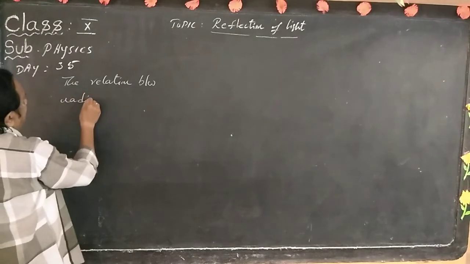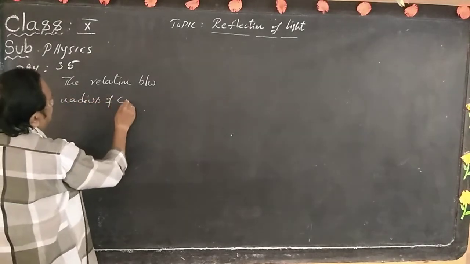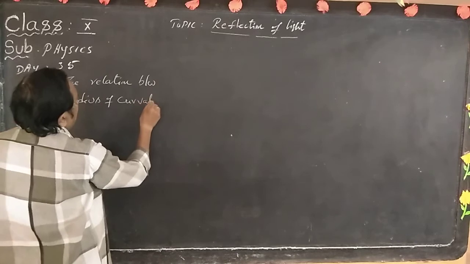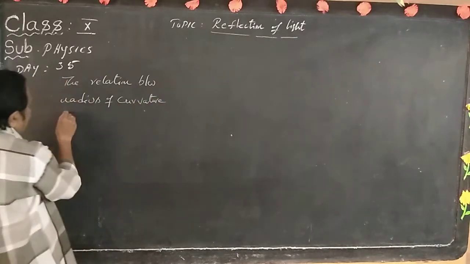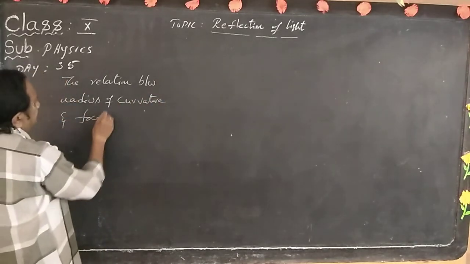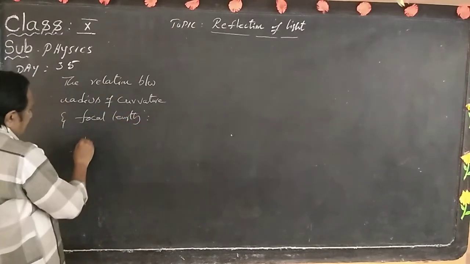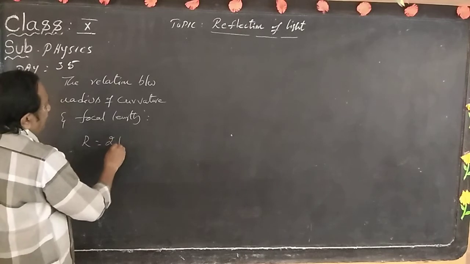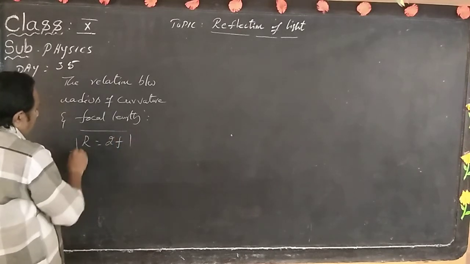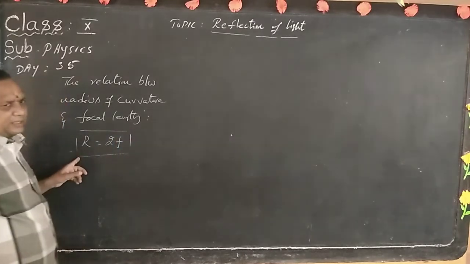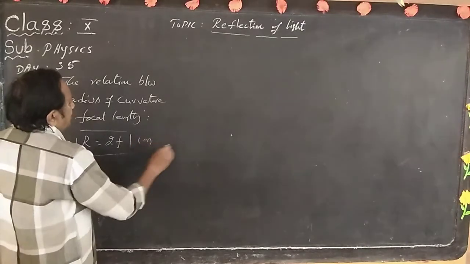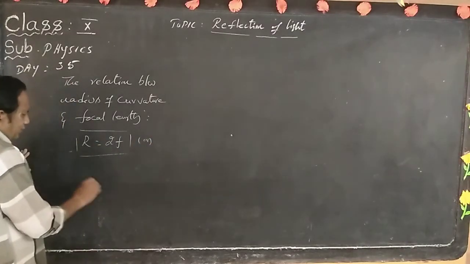the relation between radius of curvature and focal length: R is equal to 2f. R is equal to 2f. Double the focal length, we get the radius of curvature.